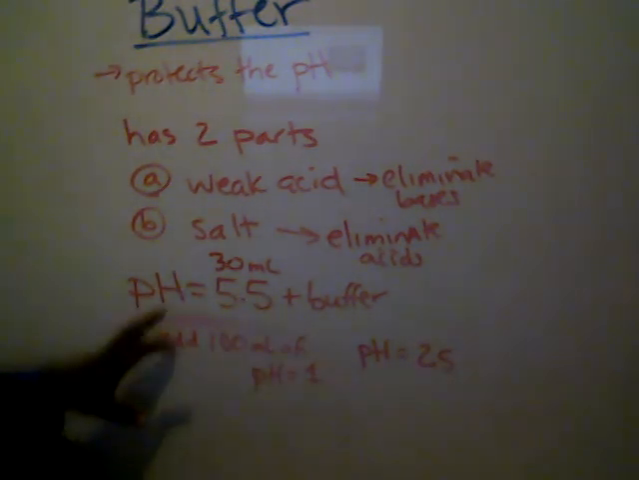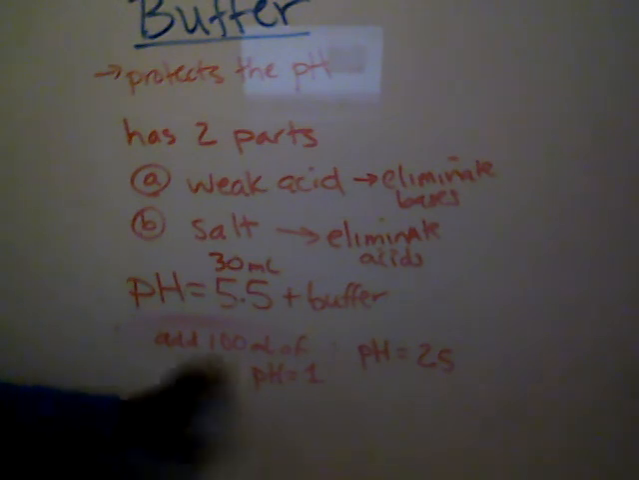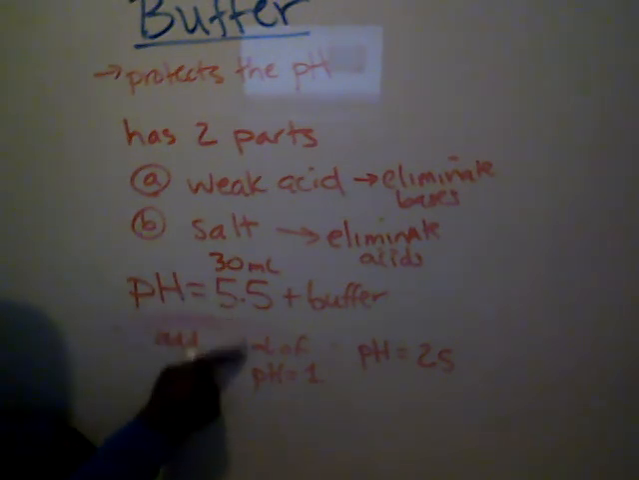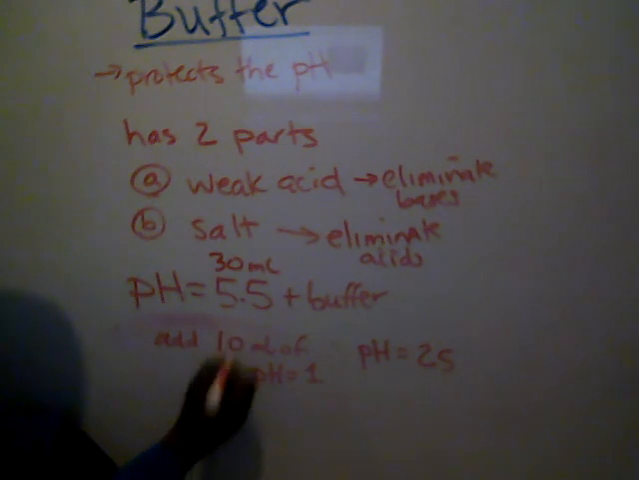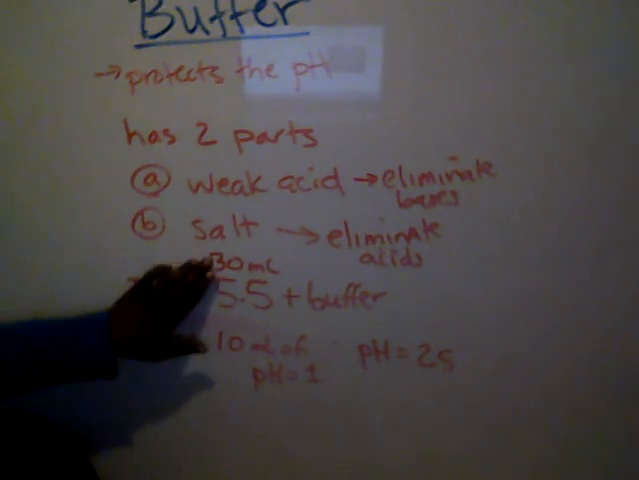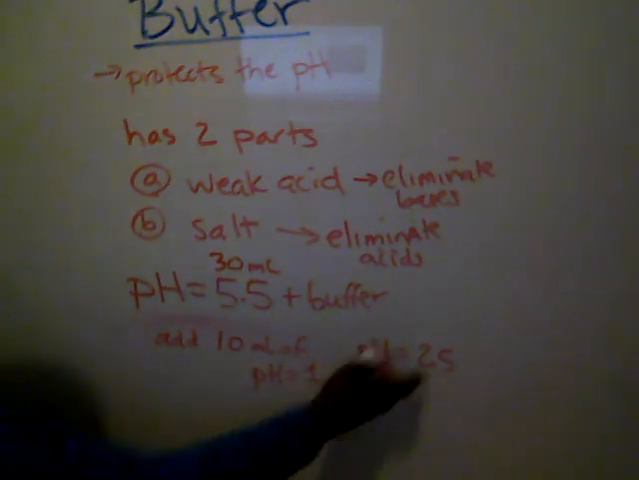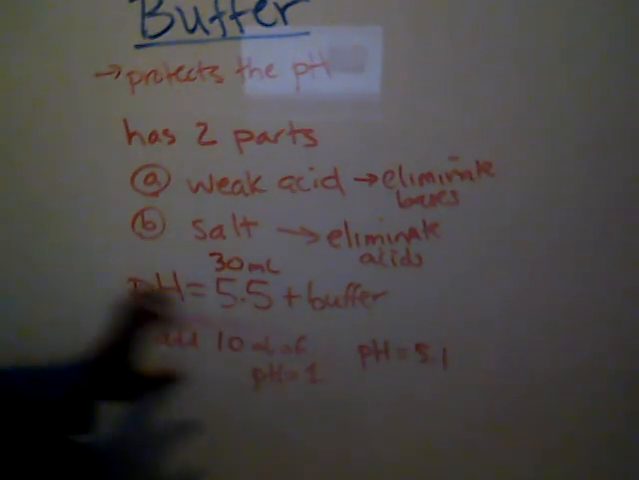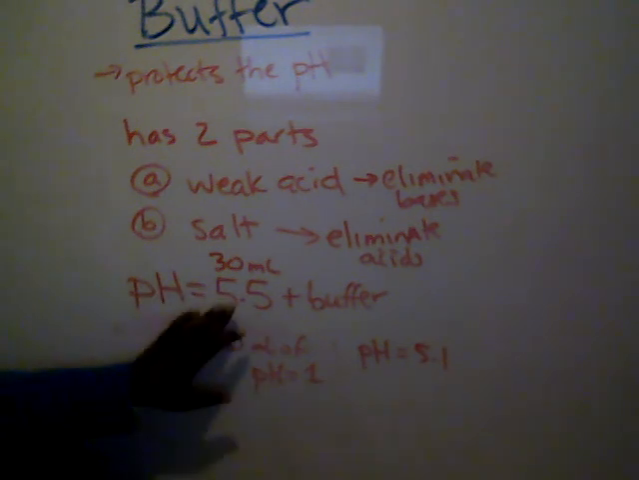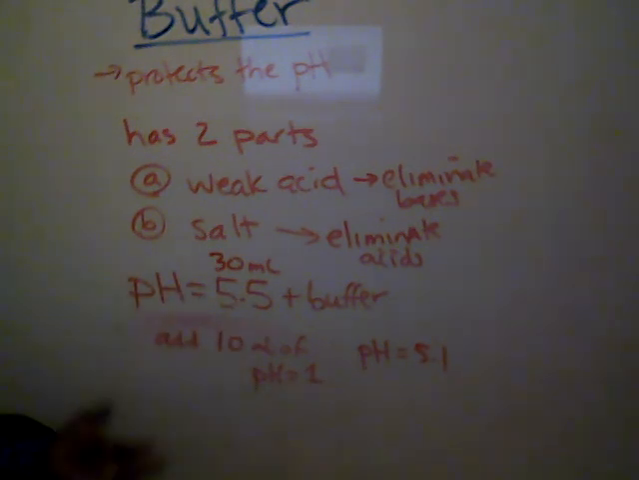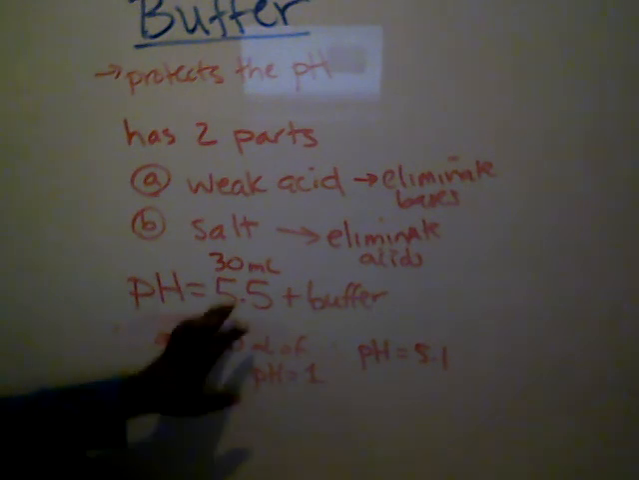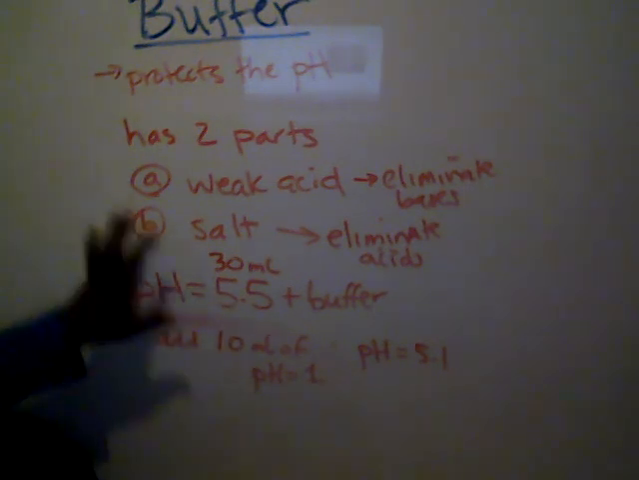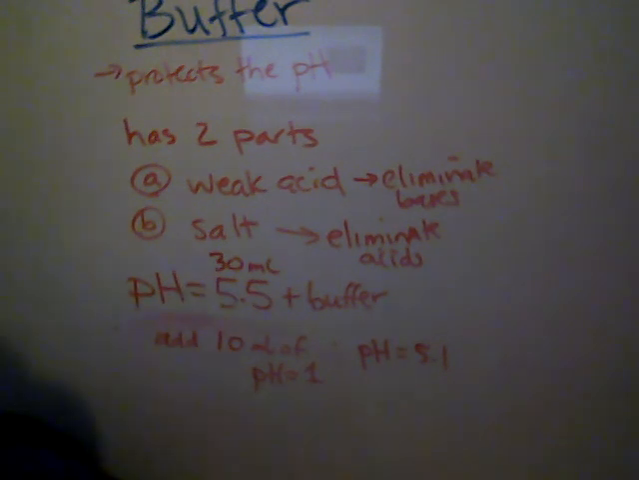That's just because if too much acid or base is added, the buffer can only do so much. If we only added 10 milliliters of that acid instead of 100, and we have 30 milliliters of this buffer, then the pH may be closer to about 5.1. So we do have to take into account the amount of acid or base we're adding, because the buffer can only counteract so much. If there's so much acid in comparison to how much buffer we have, it's not going to be able to help. But in general, buffers help to protect the pH from changing.